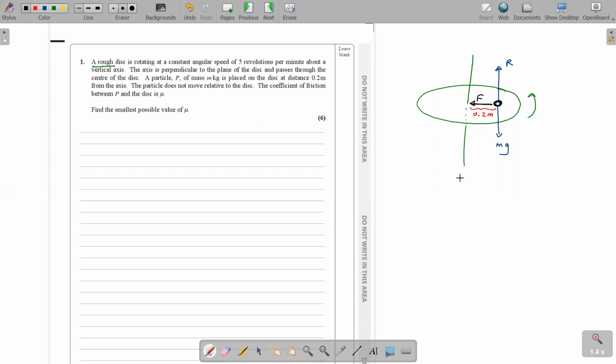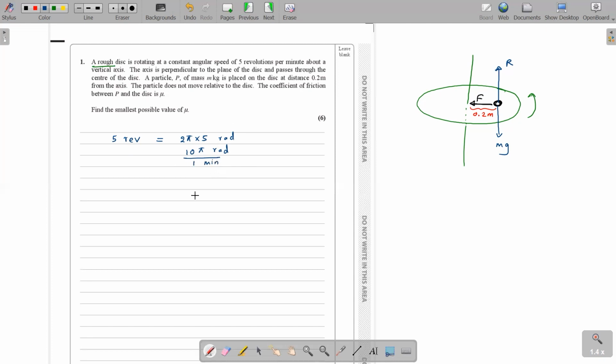Now let's go for the conversion of the unit. We have 5 revolutions per minute. Convert it to radians per second. You know 1 revolution is 2 pi radians. So 5 revolutions is 2 pi times 5 radians. Do you agree? So we have 10 pi radians per minute, in 1 minute.